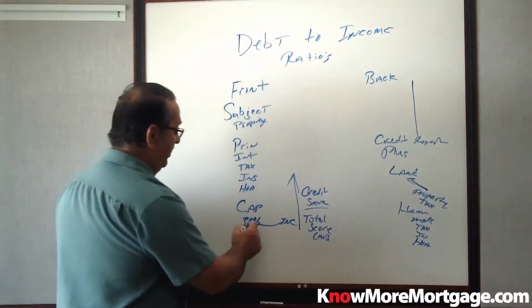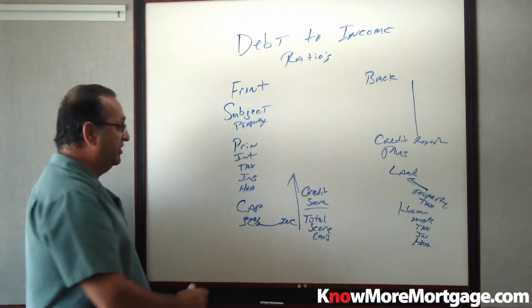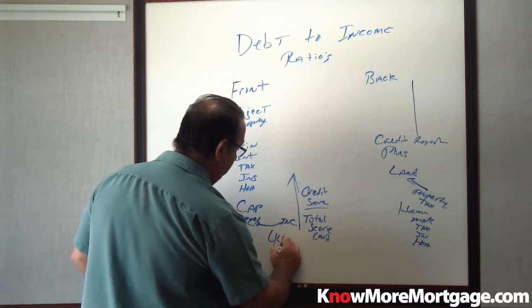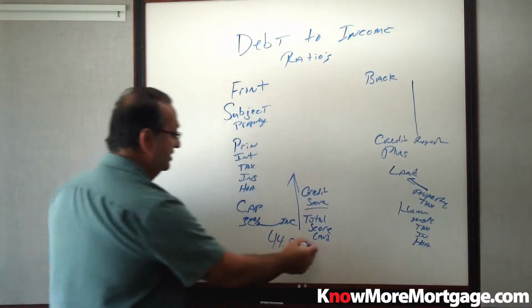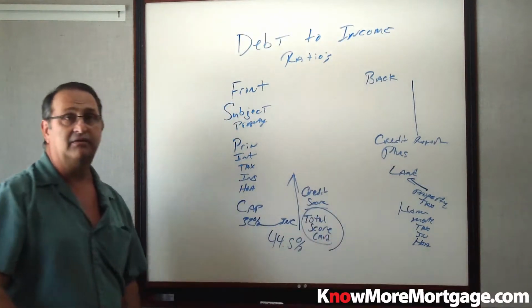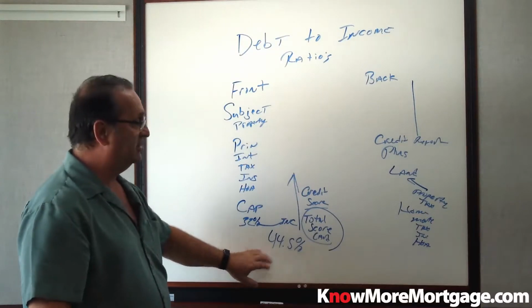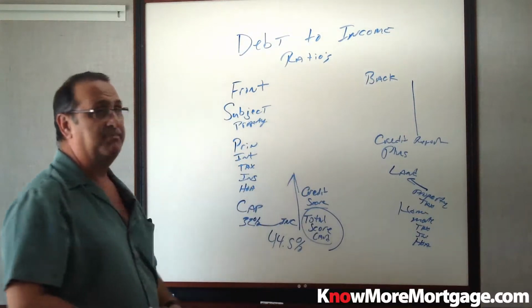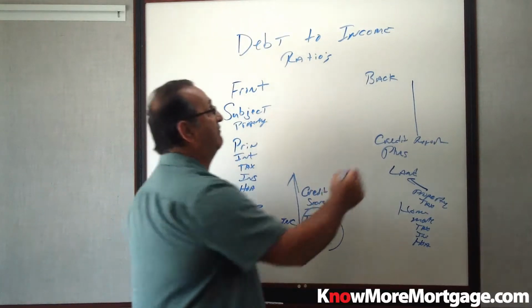So we're going to take it to 32. I've actually had loans approved at 44.5% on the front end, because we had a good total scorecard. The first thing we want to talk about is your front end DTI. Now on your back end, depending on the loan amount, Fannie Mae and Freddie Mac are capped out at 50%.